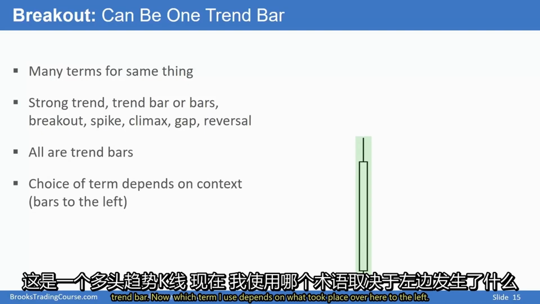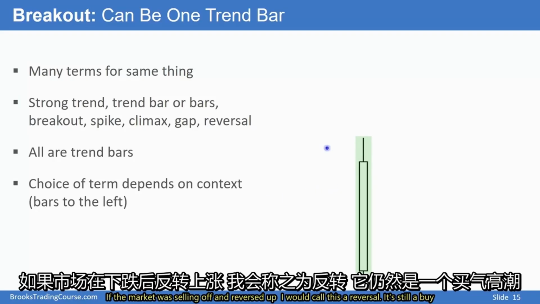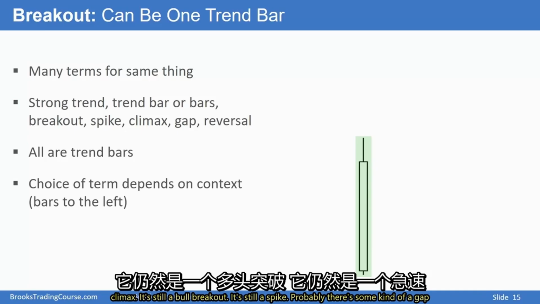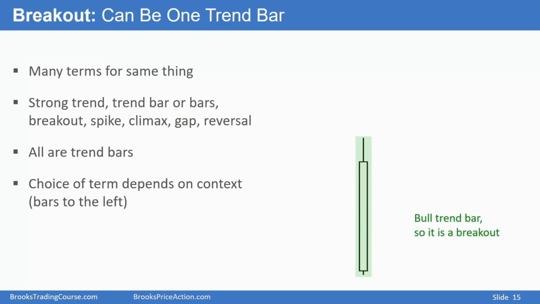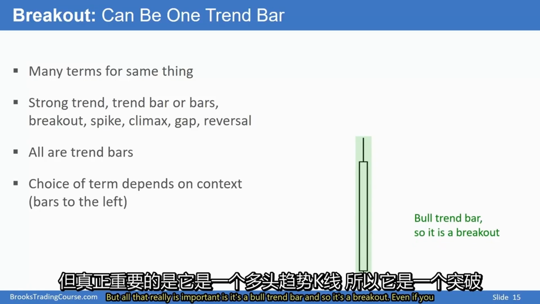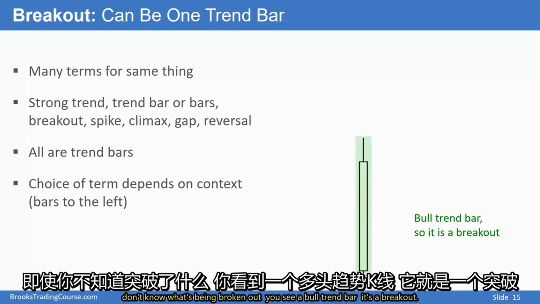Now, which term I use depends on what took place over here to the left. If the market was selling off and reversed up, I would call this a reversal. It's still a buy climax. It's still a bull breakout. It's still a spike. Probably has some kind of a gap between this close and the high maybe of the prior bar. But all that really is important is it's a bull trend bar, and so it's a breakout. Even if you don't know what's being broken out, you see a bull trend bar, it's a breakout.